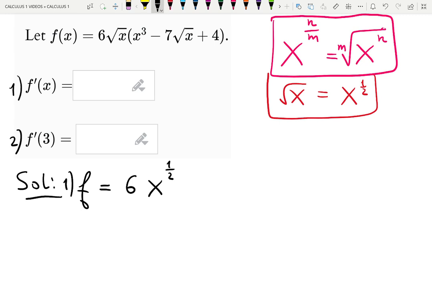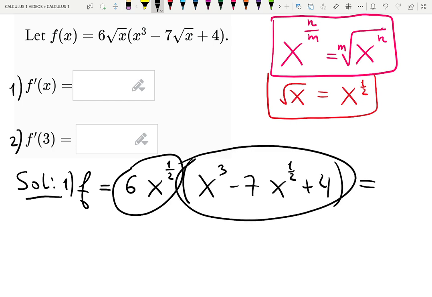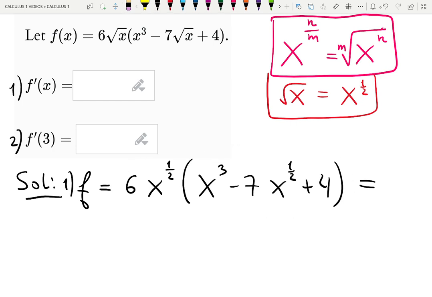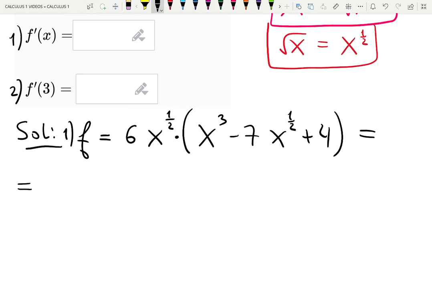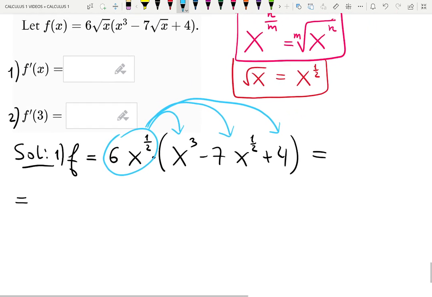So we have 6x raised to the 1/2, parentheses, x cubed minus 7x to the 1/2 one more time, plus 4. I cannot differentiate separately this term and the second term. Those two are factors. So either I'm using product rule from the next chapter, or I'm going to distribute first before differentiating. Distribution means I will multiply this term by x cubed, by minus 7x to the 1/2, and by 4, and add the result.